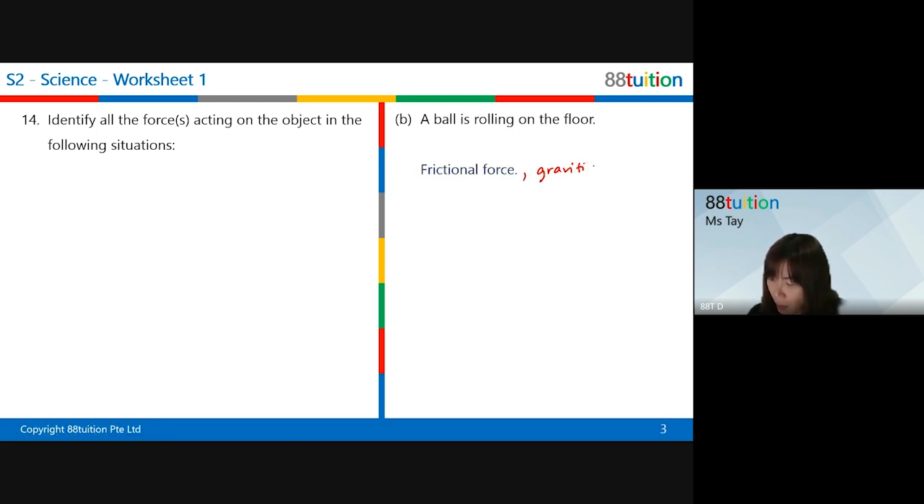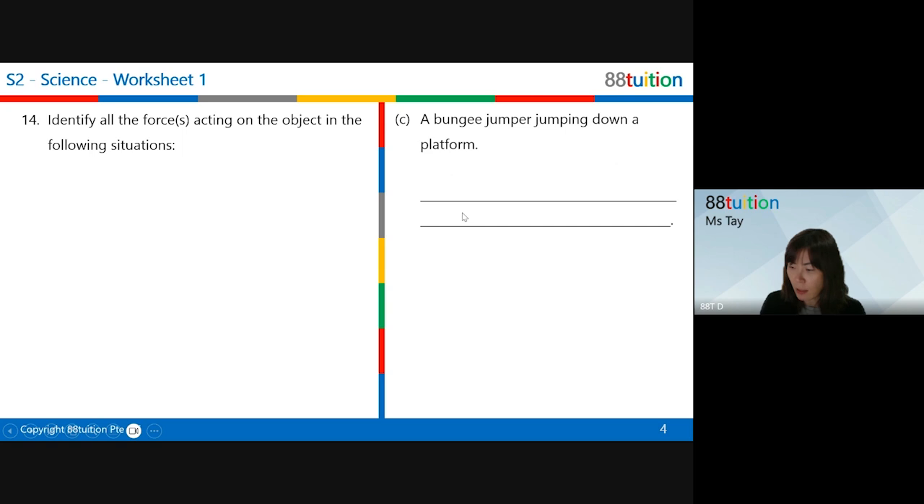So these are the various types that you all learn. But when you go up to Sec 3, you are going to learn more. You're going to learn about the normal force, etc. But I'm not going to touch on it now because otherwise, I cannot complete the class again.